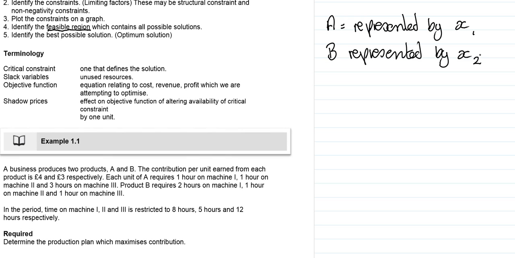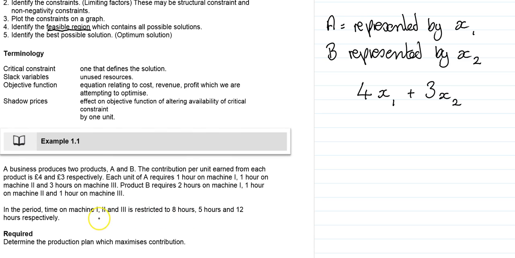So once we've got our symbols to represent our units, x1 for product A, x2 for product B, we then look at our objective function. What do we want to achieve? Well, we want to maximize our contribution, and we can do that because we know that contribution per unit earned from each product is £4 for x1 plus £3 for x2. That's our objective function.